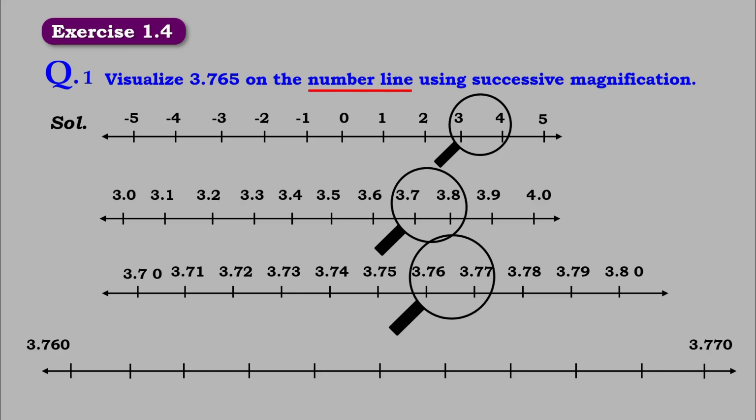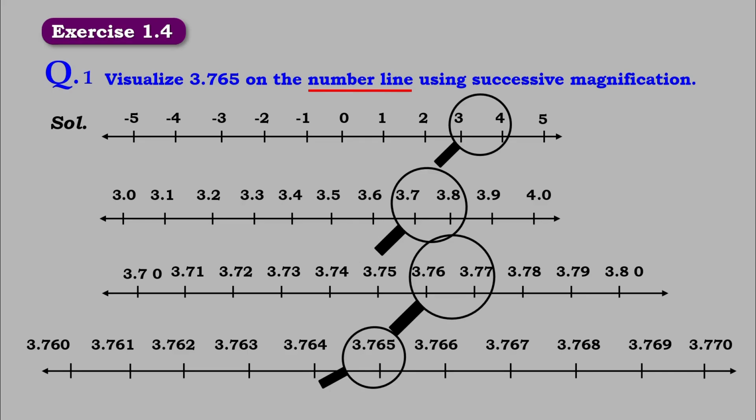So now 3.76 we will write as 3.760 and 3.77 as 3.770, and we will write the in between decimal numbers. And now we got the 3.765 on the number line.